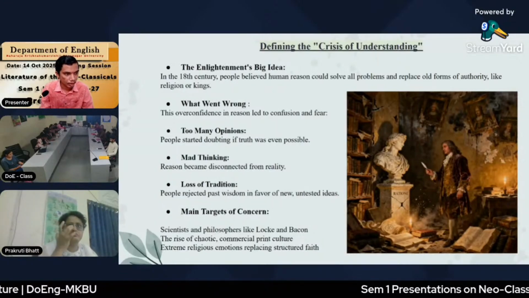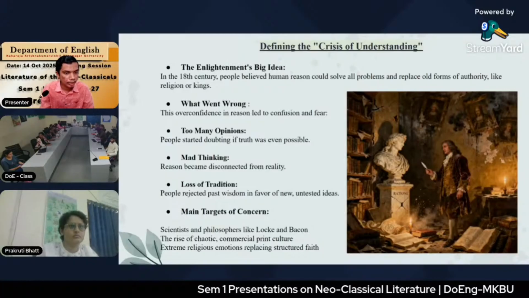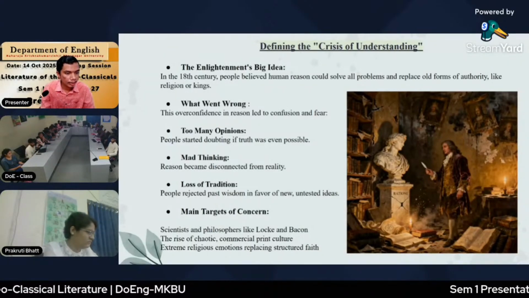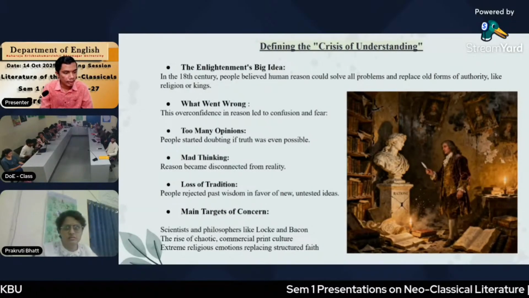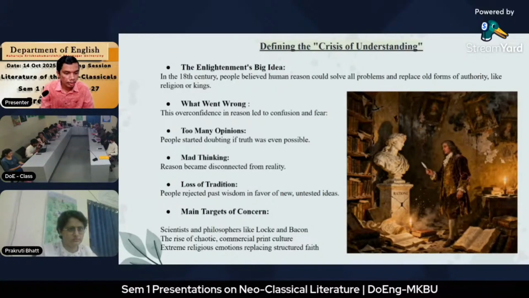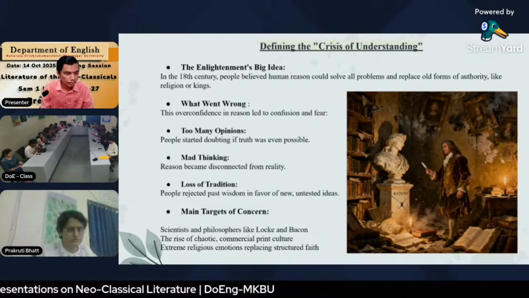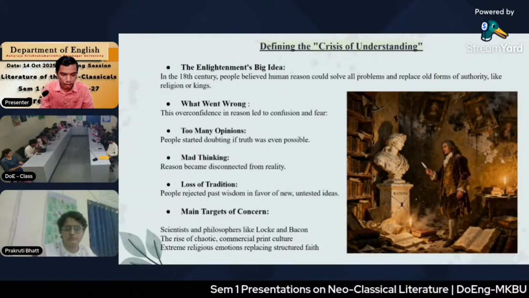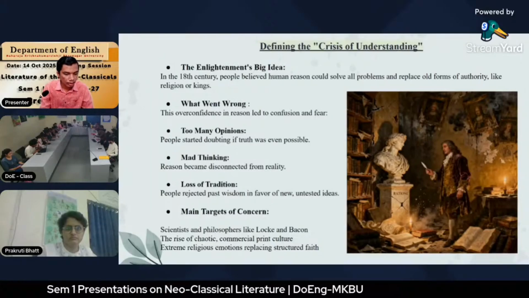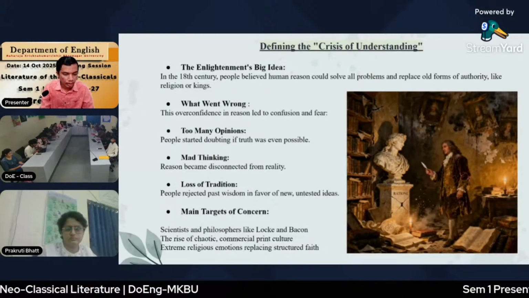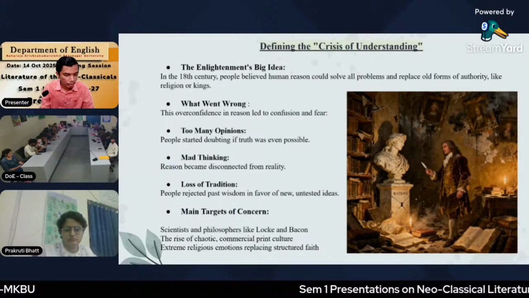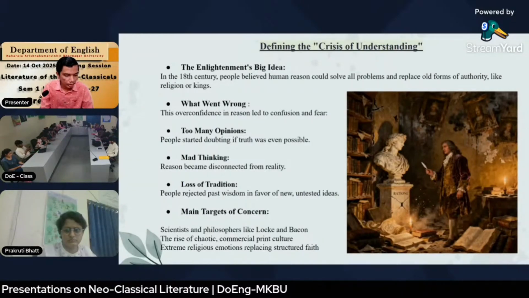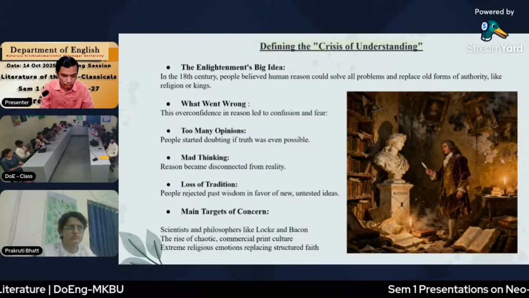What went wrong? This overconfidence in reason led to confusion and fear. Too many opinions, and people started debating if truth was even possible. Reason became disconnected from reality, with a loss of tradition. People rejected past wisdom in fear of new untested ideas. The main targets of concern were scientists and philosophers like Locke and Bacon, the rise of chaotic commercial print culture, and extreme religious emotion replacing structured faith.